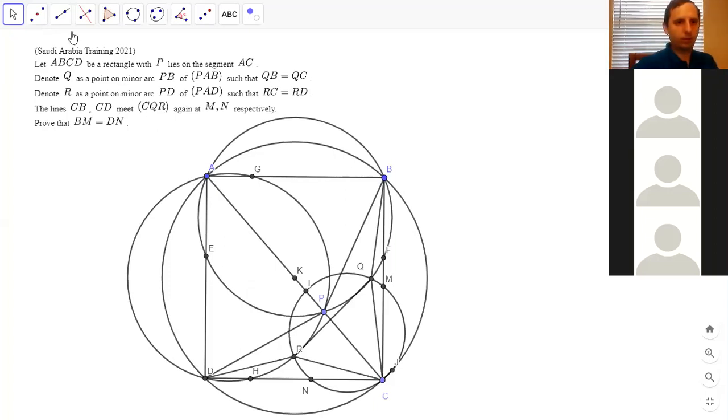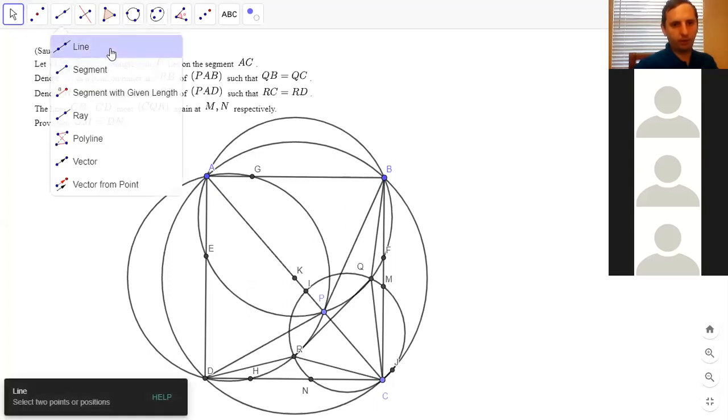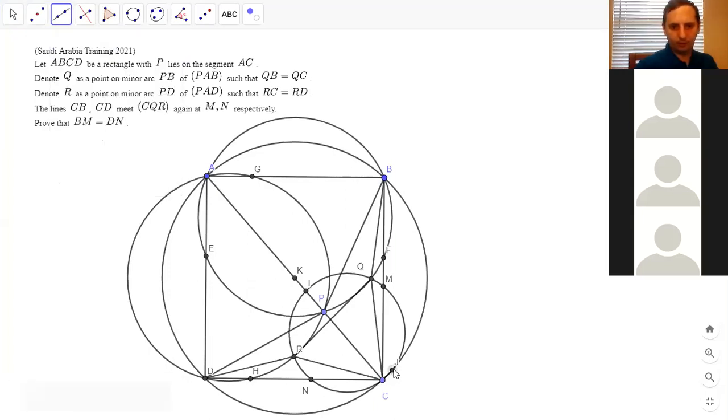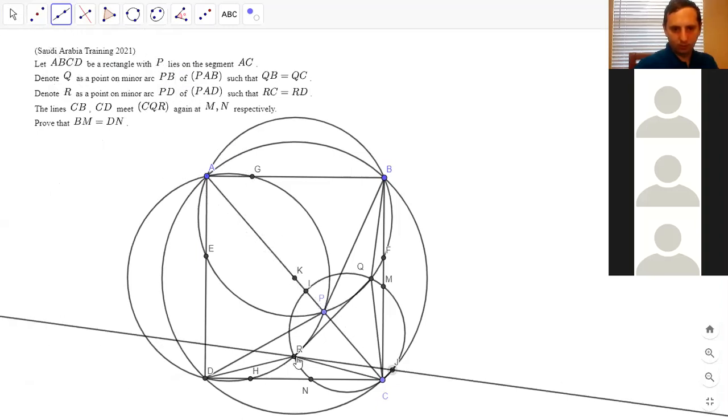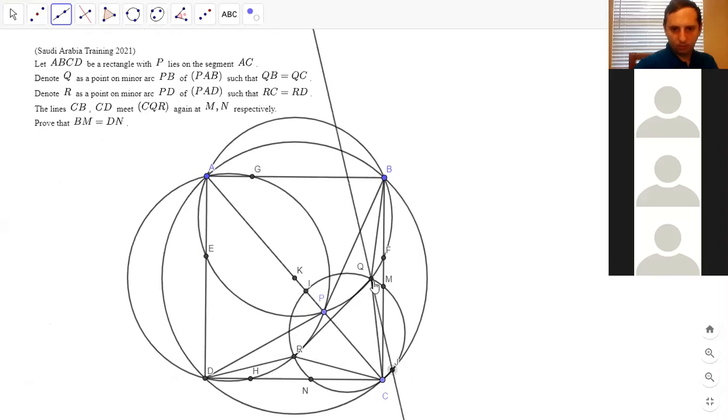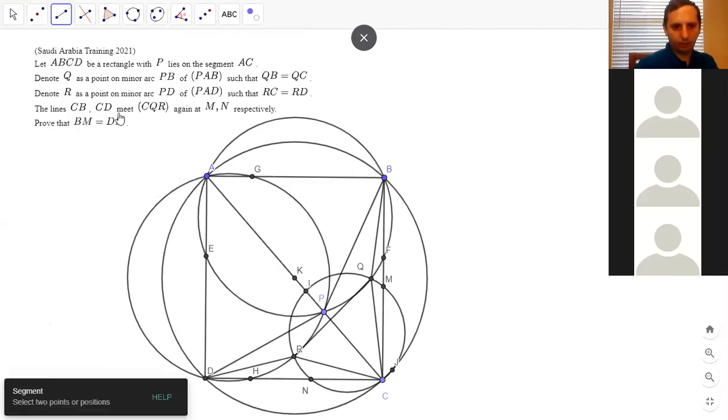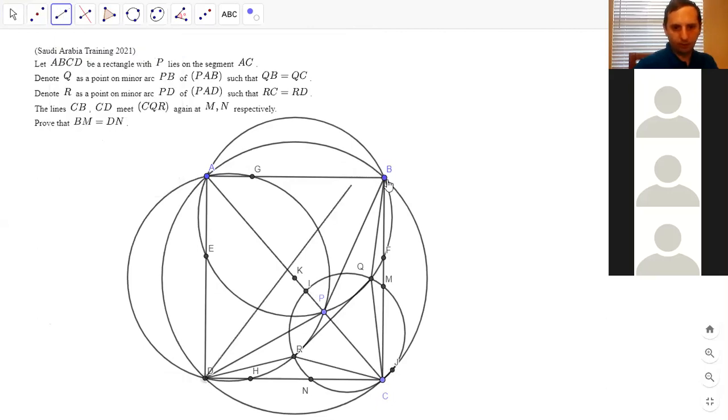So is there something special about point J then? Because J is independent of where we choose P. Is there some special ratio or something? So let me draw the other diagonal of the rectangle. So yeah, J is just the midpoint. Yeah, J is going to be the midpoint of that arc, like you said, BCD.